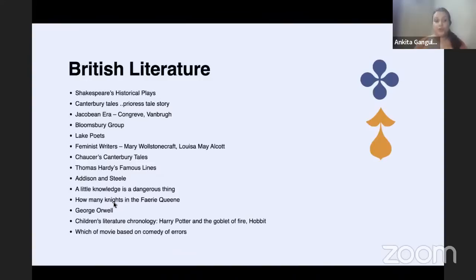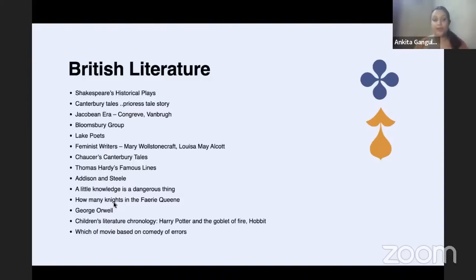Then again, coming to quotes, a little knowledge is a dangerous thing. This is a direct question from our encyclopedia. This is a quote from Pope's Essay on Criticism. Again, how many nights in the Fairy Queen? These are all directly from our encyclopedia.